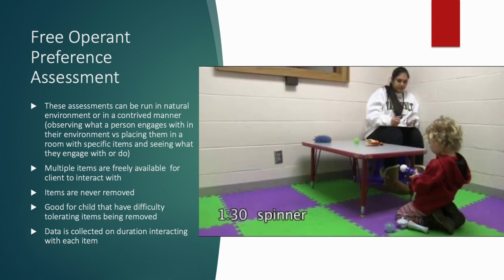They're using a 5-minute sample, and usually people will put a cap on how much time they're going to spend during the observation. As you see, they have a few items freely available on the table. They are in a controlled room. I would say this is a more contrived free operant preference assessment. An example of a more naturalistic one would be walking into a playroom or a library and seeing just what that person interacts with.